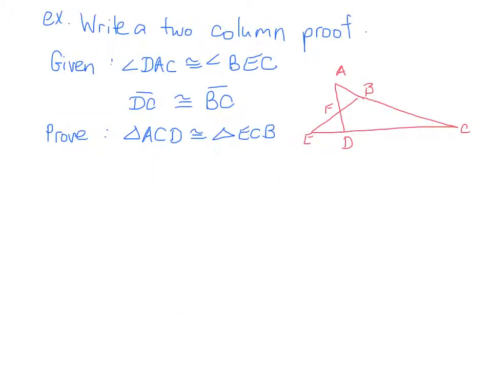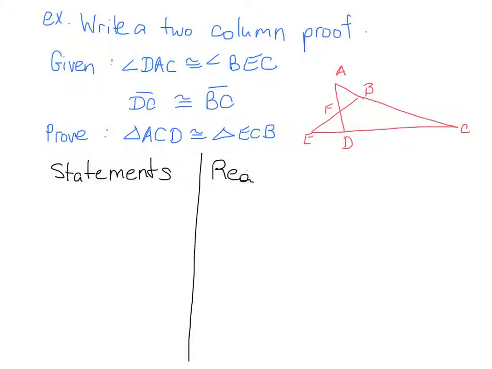Okay, so now we're ready for our 2-column proof to prove that triangle ACD, which I'm tracing out here, is congruent to ECB, which I'm tracing out here. It's a little weird because we have parts that are superimposed on other parts of our triangles, but I'm sure we'll be able to get this. All right, so we're going to start with our table, and our table will have to have statements. And of course, we will have to support our statements with reasons.